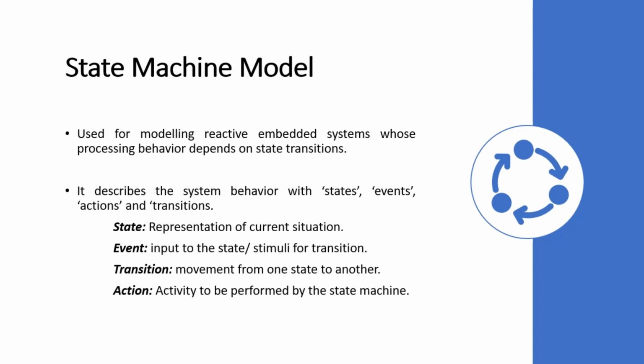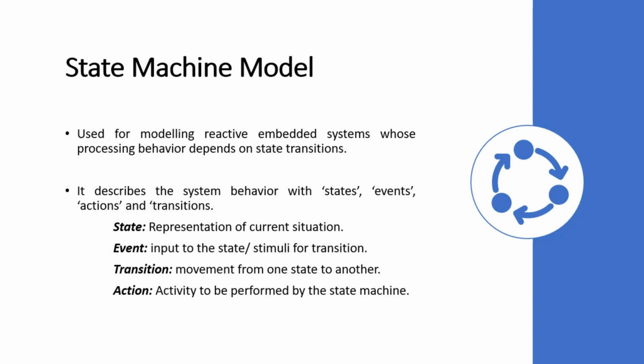This is more extensively used because all the real-time reactive embedded systems are modeled using state machine model usually, and you know that most of the embedded systems are real-time. So we call such systems event-driven embedded systems, and the behavior of these systems depends on state transitions. Embedded systems which are used in control and industrial applications are typical examples of these reactive embedded systems.